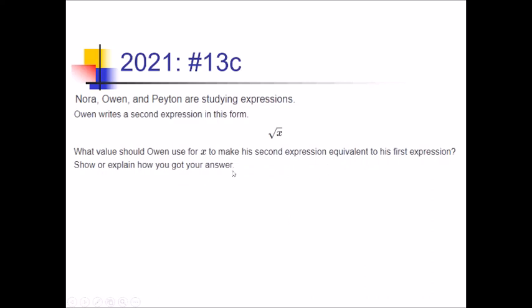For part C, Owen writes another expression, radical x. We want to know what value Owen should use for x to make this expression equal to his first expression. So recall that he got 4 from his first answer. That was from part B. We already did that. So we basically want to set radical x equal to 4.